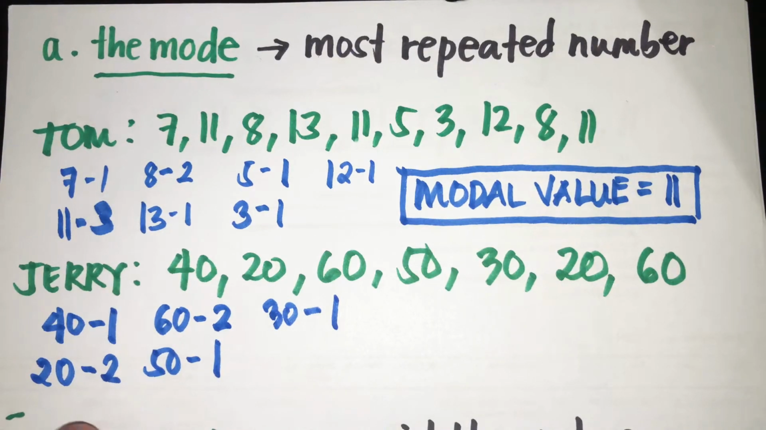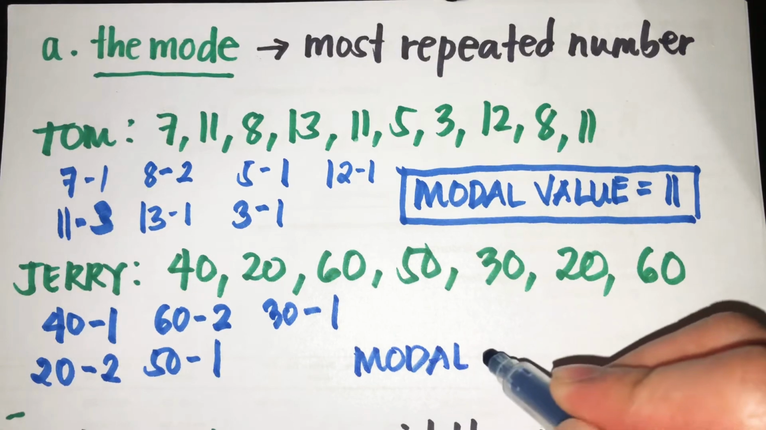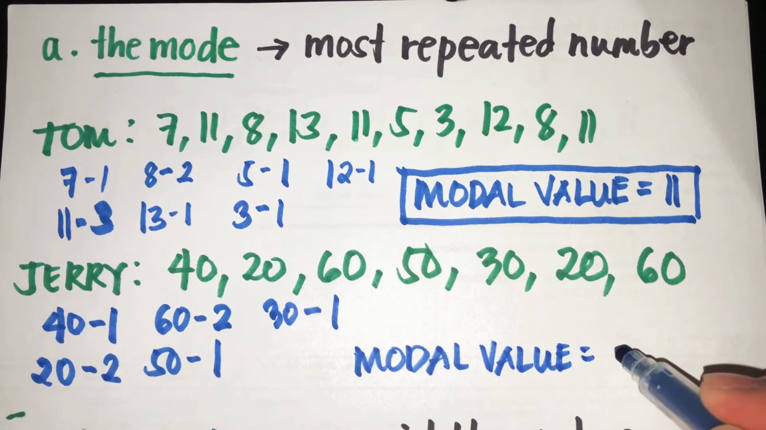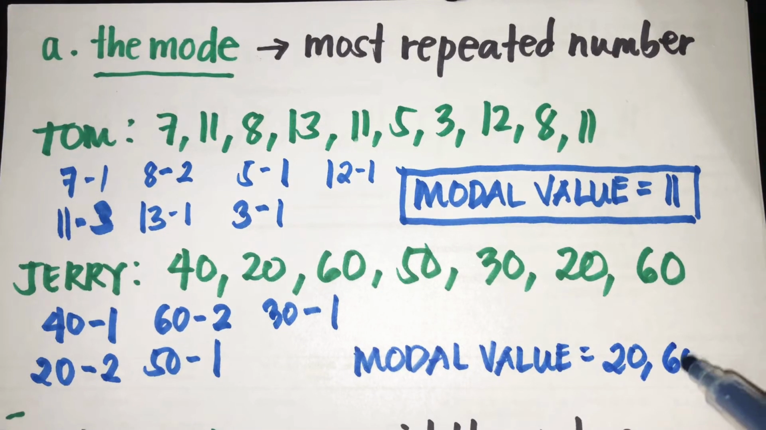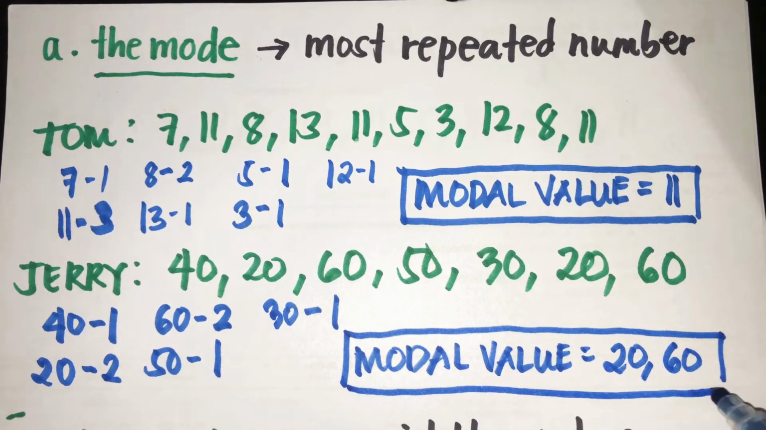Now as you can see, 20 and 60 appear twice in the given data, which means they are the most repeated numbers. Okay? Now for the mode, you can have more than one modal value, or sometimes you can have no modal value. In this case, the modal values are 20 and 60.